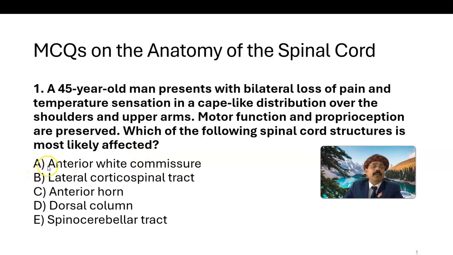The choices are A. Anterior white commissure, B. Lateral corticospinal tract, C. Anterior horn, D. Dorsal column, E. Spinocerebellar tract.